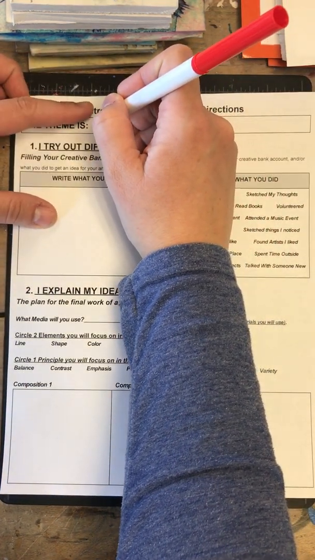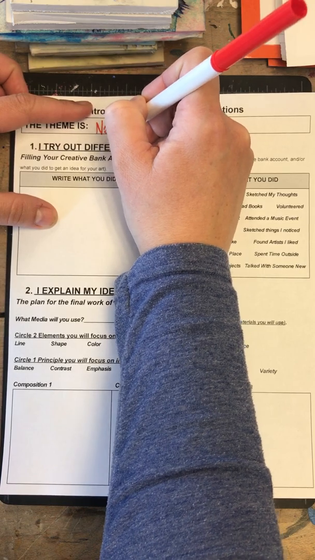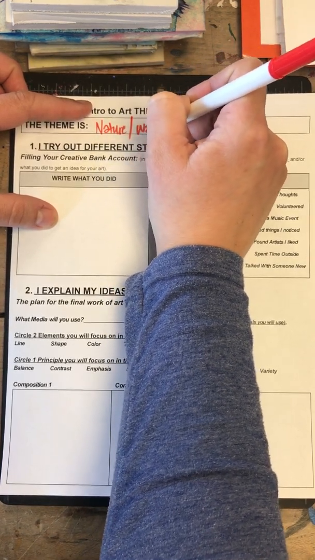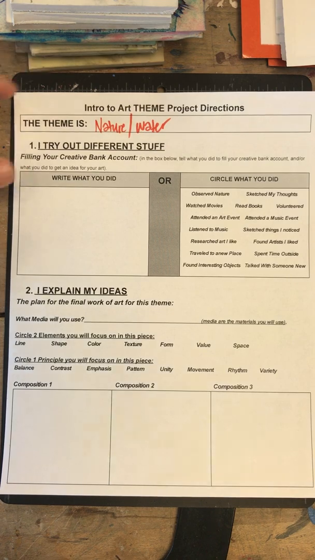So I'm going to say that mine is about nature and water. So the main thing that my art is going to be about is nature and water. So I just write that.